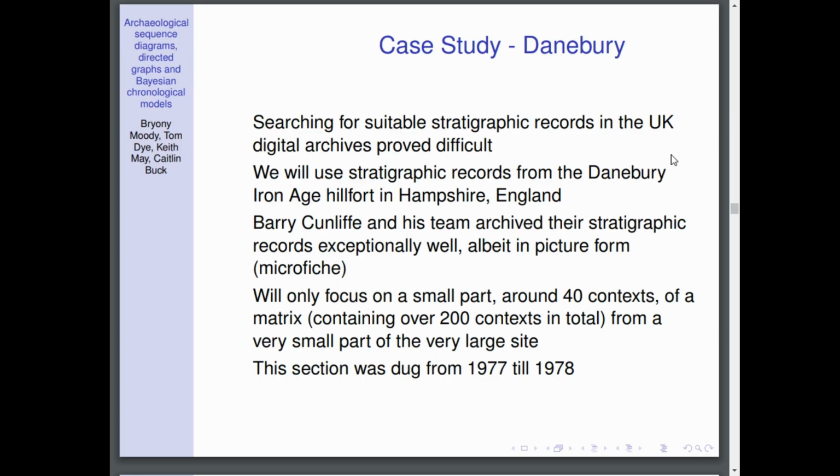So I resorted to the library and found some records from Danebury, the Danebury Iron Age hill fort in Hampshire in England. Barry Cunliffe and his team archived their stratigraphic information exceptionally well. It was in microfiche form, so I had to go and find a machine to read it. But once I'd done that, I had these quite deep stratigraphic sequences, which is what we needed. I'm only going to focus on a really small part of one matrix from a very, very large site, just for visual reasons on a presentation. The section that I'm looking at was dug from 1977 to 1978.